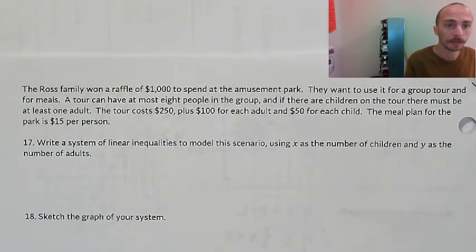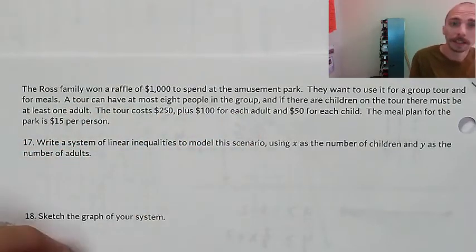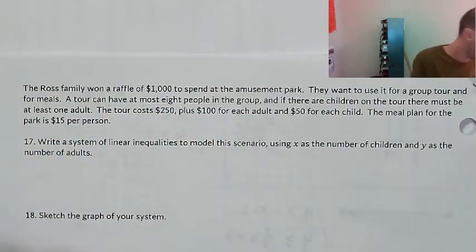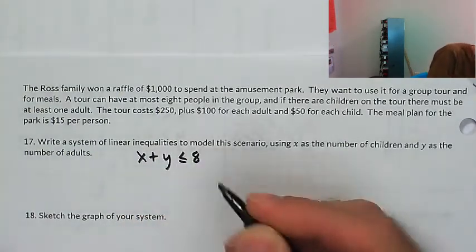Okay, and so x is going to be the number of children and y is the number of adults. A tour can have at most 8 people in the group. So they can have 8. So x plus y is no more than 8. So that's going to be x plus y less than or equal to 8.